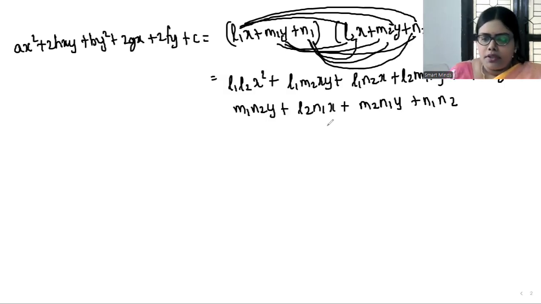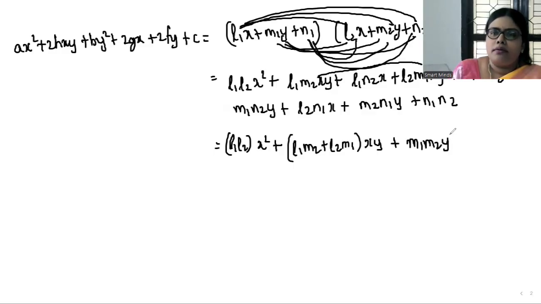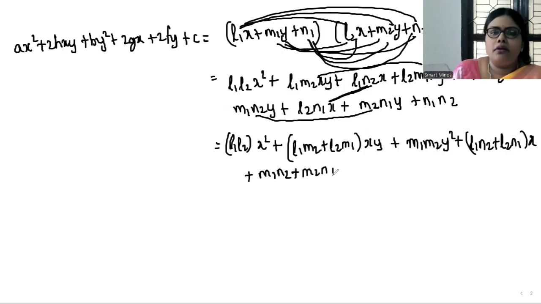Okay. So now L1 L2 into x square, plus from these two terms I will take xy common: L1 M2 plus L2 M1 into xy, plus M1 M2 y square. Now from these two terms we will take x common: L1 N2 plus L2 N1 into x. From these two terms we will take y common: M1 N2 plus M2 N1 into y, plus N1 N2.